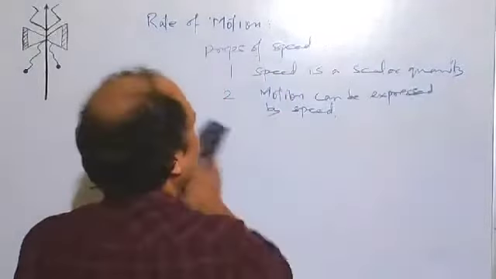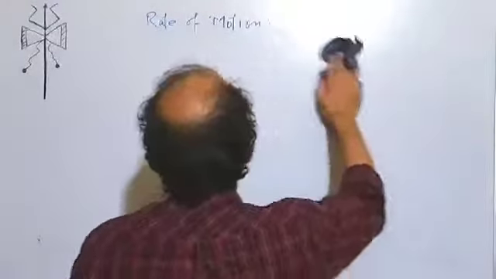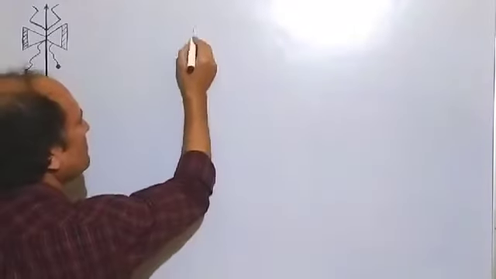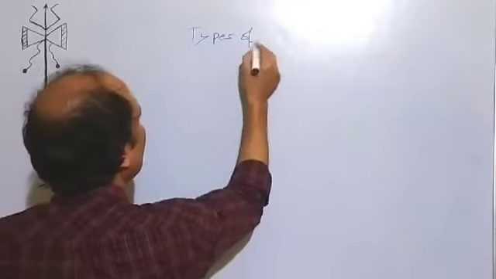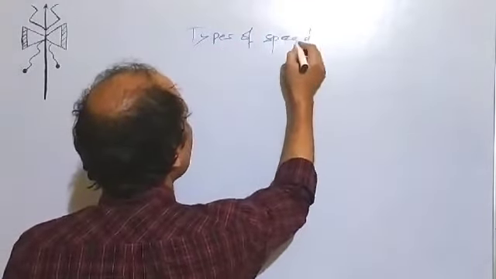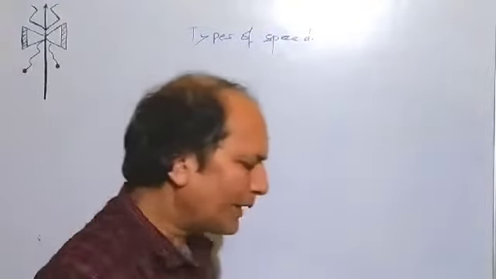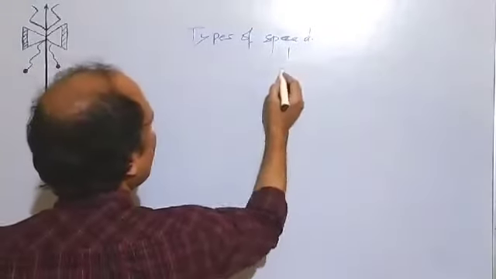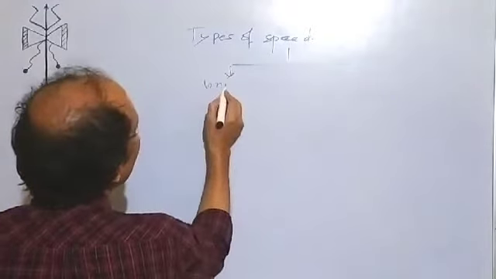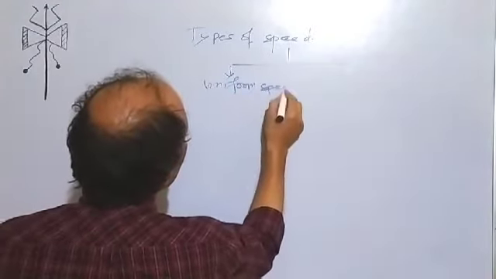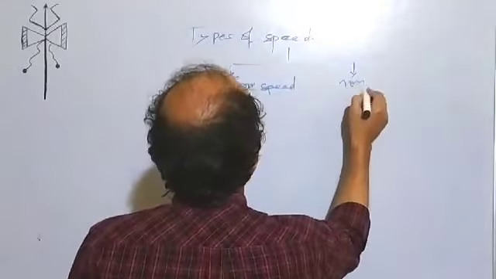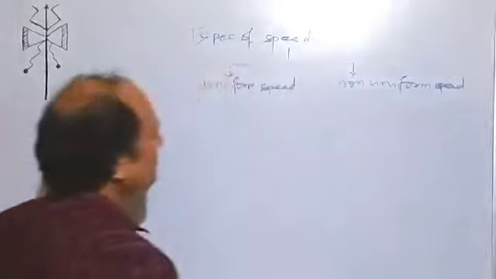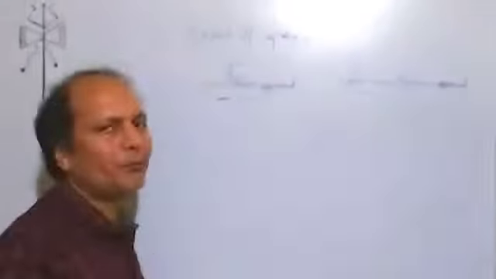Now, types of speed. Speed is of two types: uniform speed and non-uniform speed. So previously we will try for uniform speed.